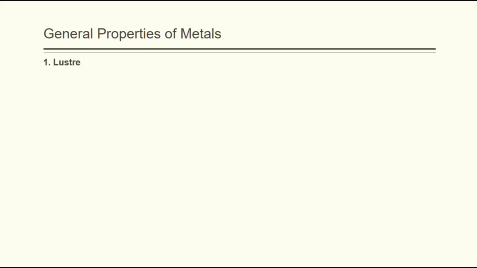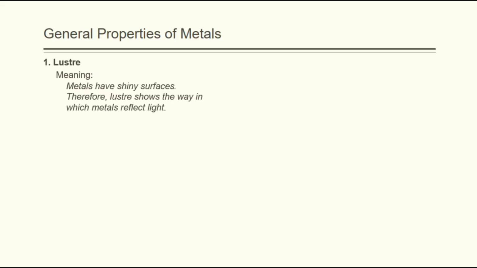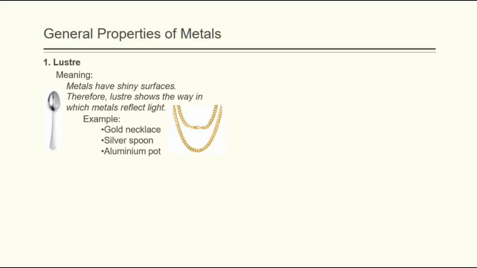Lustre. This means that metals have shiny surfaces, and therefore lustre shows the way in which metals reflect light. Examples of metals that have this property are gold necklace, silver spoon, aluminum pot.